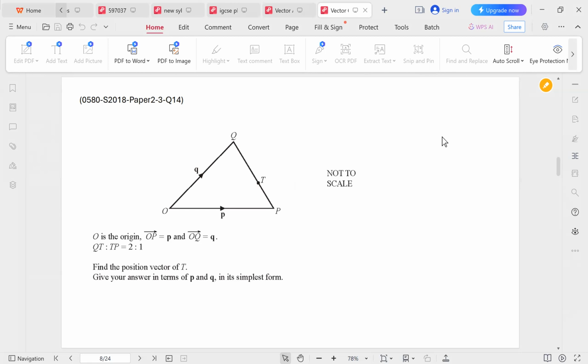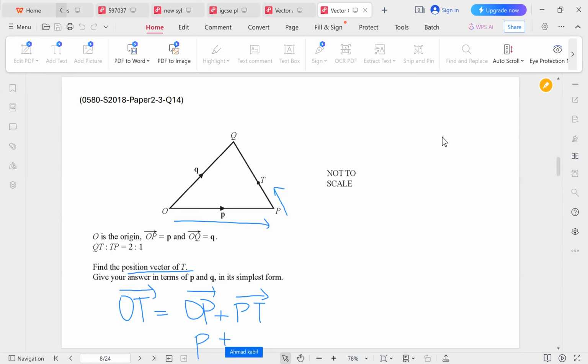O is the origin, OP equals P, OQ equals Q, QT to TP equals 2 to 1. Find the position vector of T. So this is very similar to the problem we just solved. So let's solve it again. We want the position vector of T. So we're looking for vector OT. And vector OT would be OP plus PT. We'd go in this direction, followed by this direction here. OP is P, but we need to get vector PT. So let's use the ratio we are given.